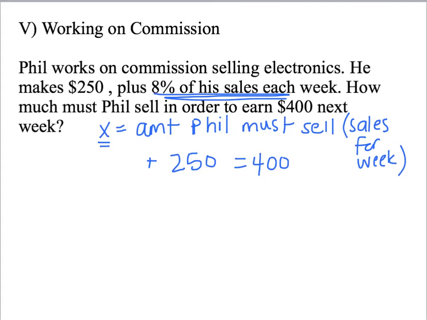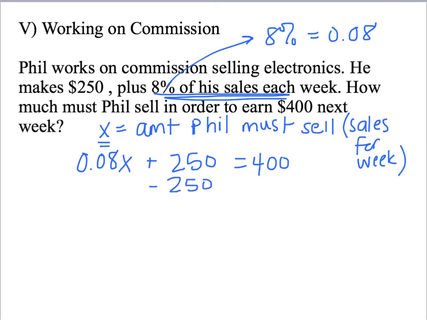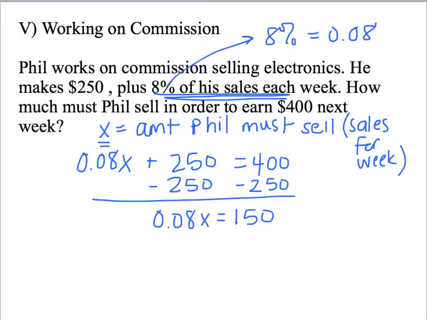Well, 8% is cents. So what's the decimal form? That's right, 0.08. So 0.08x. All right, to solve that, we're going to subtract 250 from each side, giving me 0.08x equals 150. We're going to divide by 0.08.